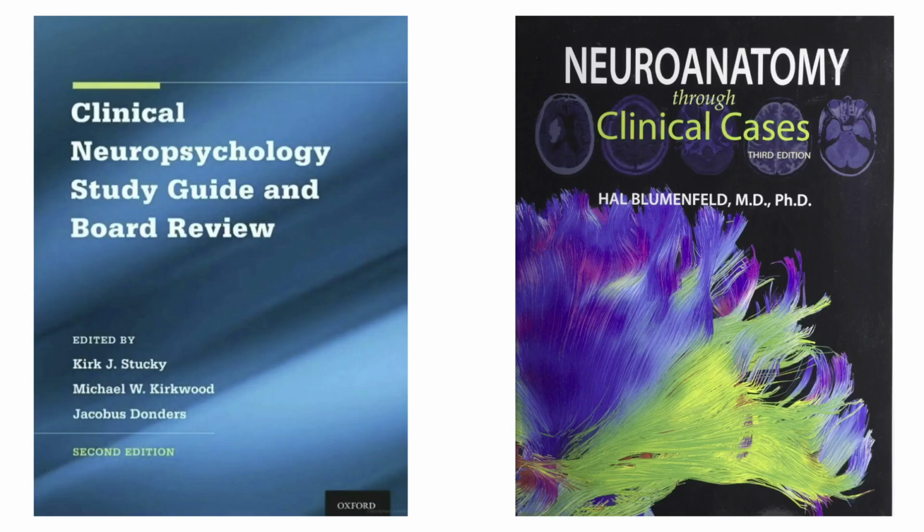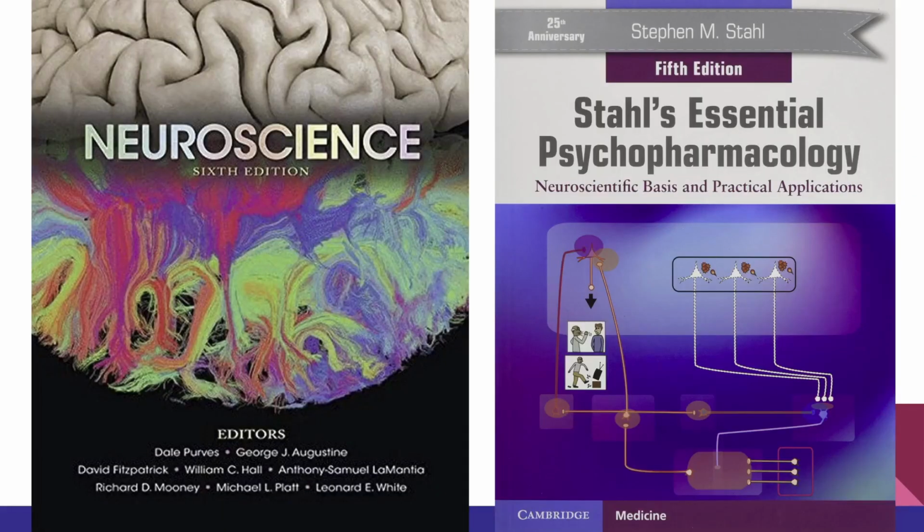If you'd like to know more about any of these topics, these are some great books to look into. So the first book is the Clinical Neuropsychology Study Guide and Board Review by Stucky et al. And the second is Neuroanatomy Through Clinical Cases by Hal Blumenfeld. That book in particular contains a lot of the case knowledge when it comes to how injuries to specific parts of the brain affect our cognitive abilities and behavior. And other books, if you want to go into much more detail and depth about neuronal functioning, neuroanatomy, as well as the biochemical functioning of neurons in the nervous system.